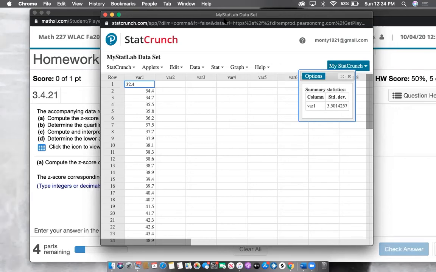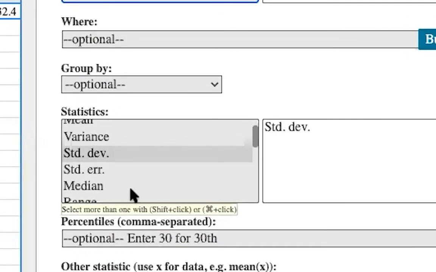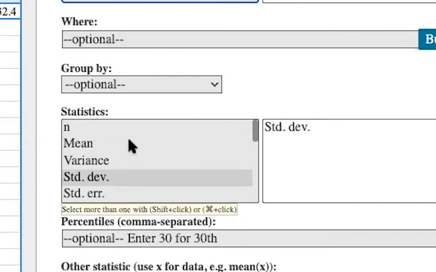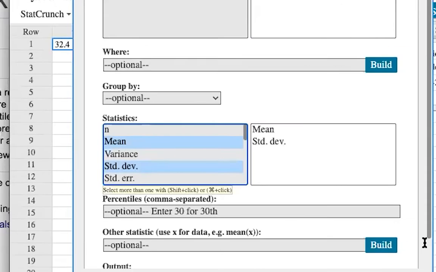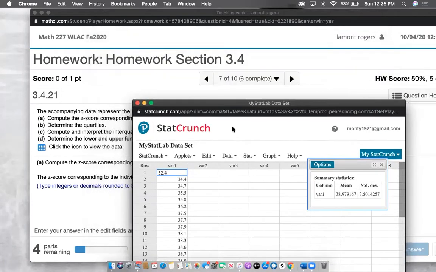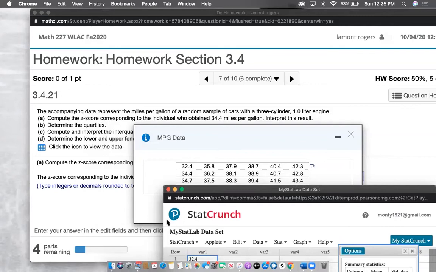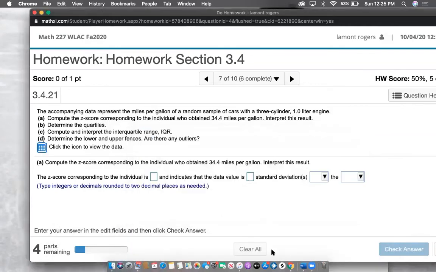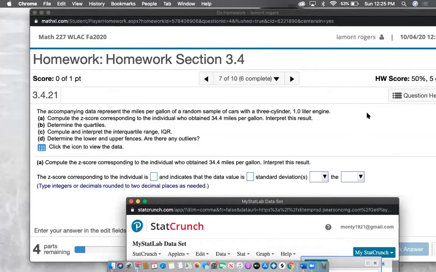So back to this, you already got the standard deviation, so you're good. You also want to go to options and get the mean too. So go to options on that box and include the mean. There you go. Cool, so we have all our data for our z-score. Now we can start plugging in the z-score. We have the value, you can close that data. It's 34.4.